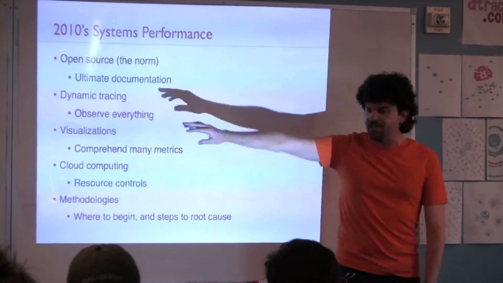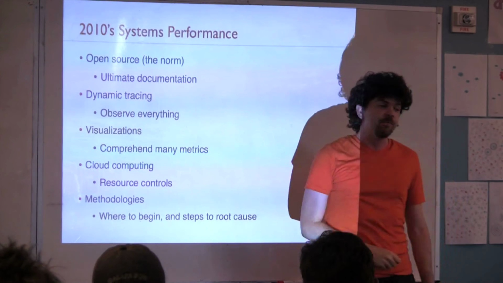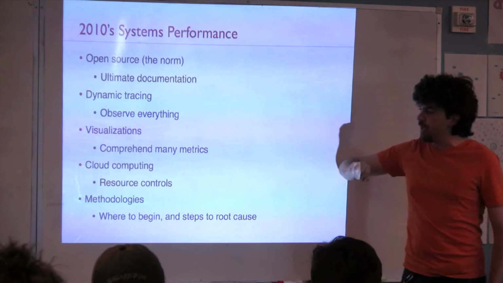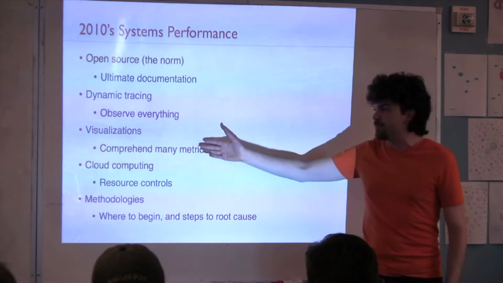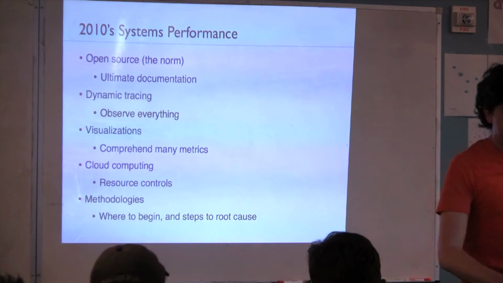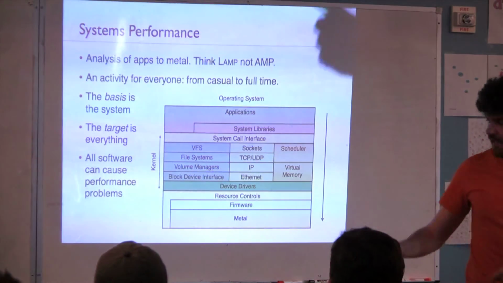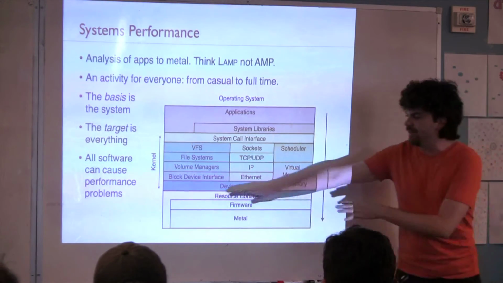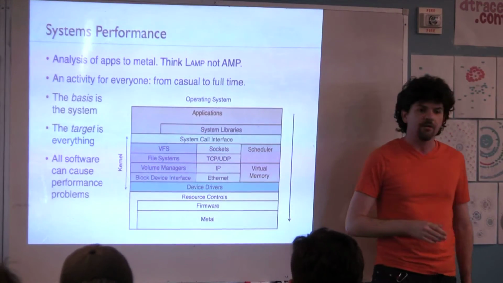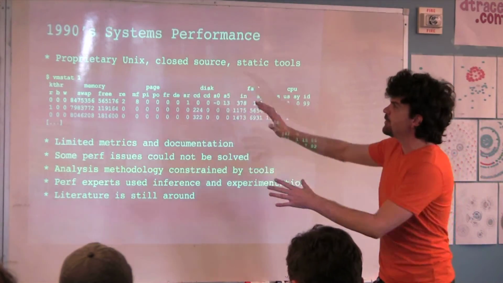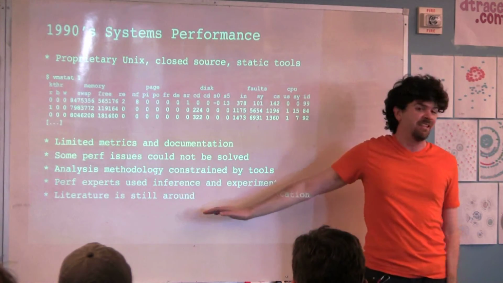We have dynamic tracing, which I want to mention very briefly, so that you can observe everything inside that stack. Visualizations to comprehend many metrics. We're now exposed to a lot more. Cloud computing makes a big difference, and I mentioned a little bit of that here. So in our stack, we don't talk to Metal directly. We do have a layer of resource controls often in the picture. And like I said, with the original systems performance, the literature is still around.